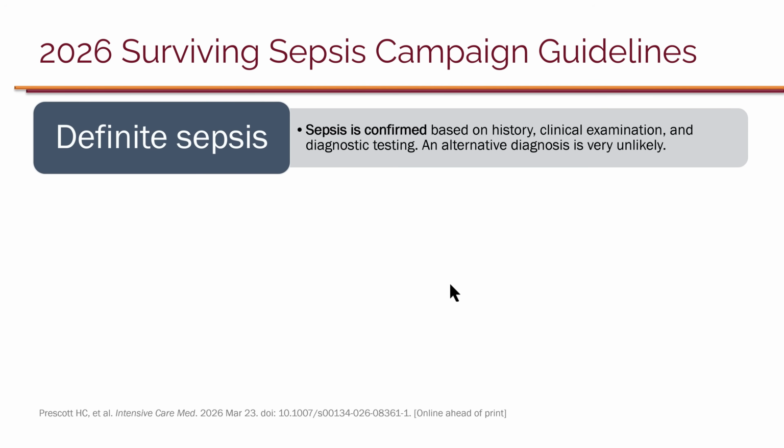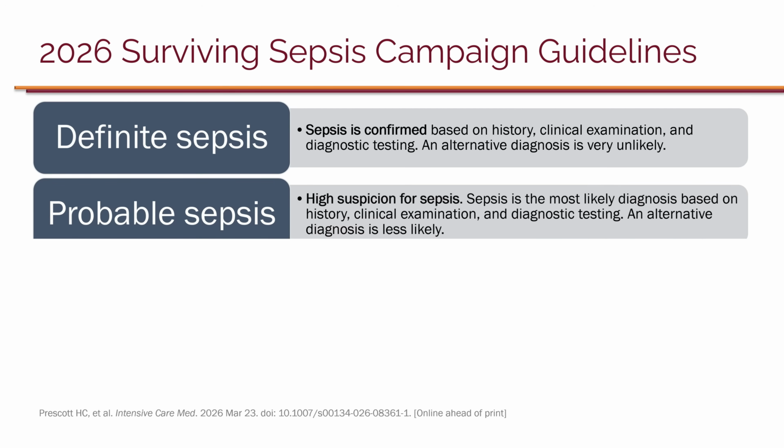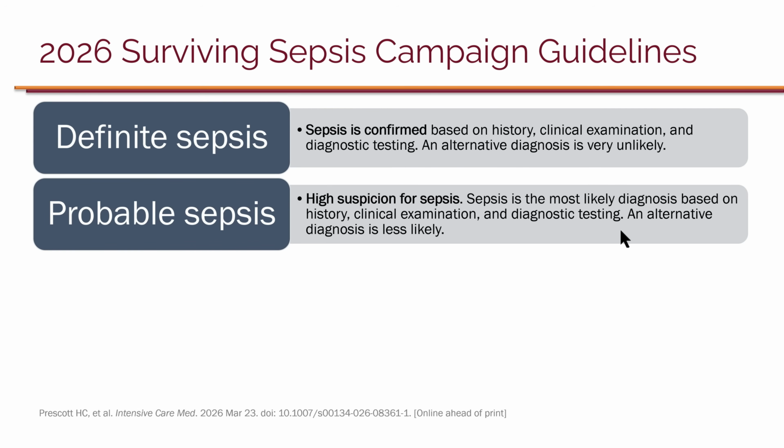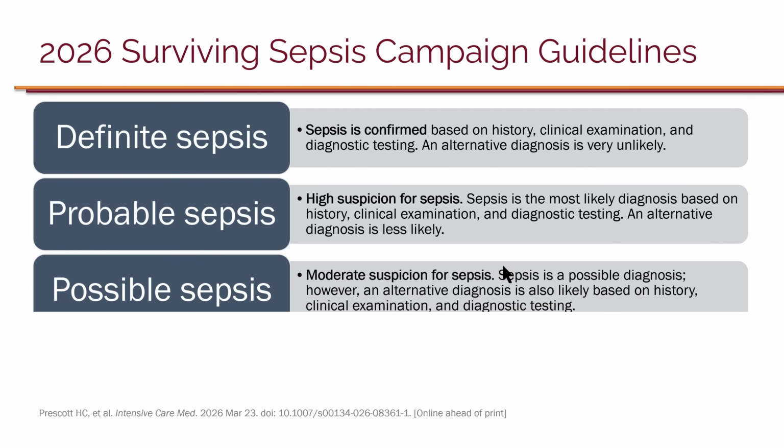Now, the 2026 Surviving Sepsis Campaign guidelines introduced a few definitions. One is definite sepsis. This is where sepsis is confirmed based on history, clinical examination, and diagnostic testing, and an alternative diagnosis is very unlikely. They also introduced the concept of probable sepsis. This is where you have a high suspicion for sepsis, but it's not proven. So sepsis is the most likely diagnosis based on history, clinical examination, and diagnostic testing, and an alternative diagnosis is less likely, but possible.